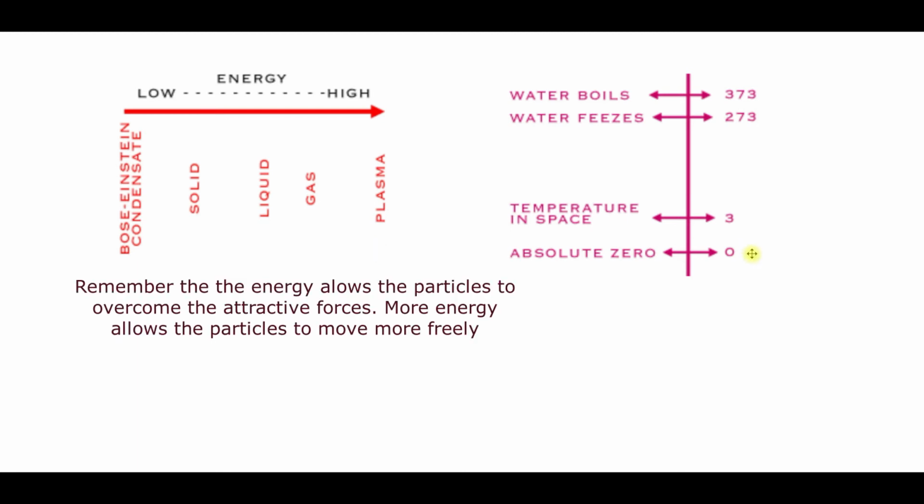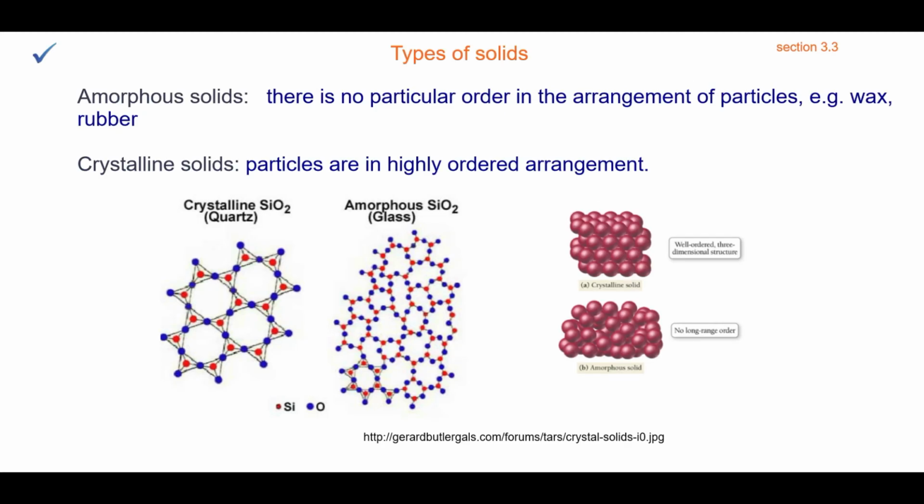If we're thinking of absolute zero in this temperature scale, the temperature in space is about 3 degrees. In this Kelvin temperature scale, water would freeze at 273 and water would boil at 373. We're going to start with types of solids, and we're going to separate them into two types of solids.